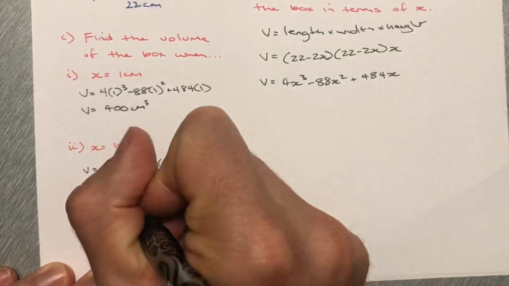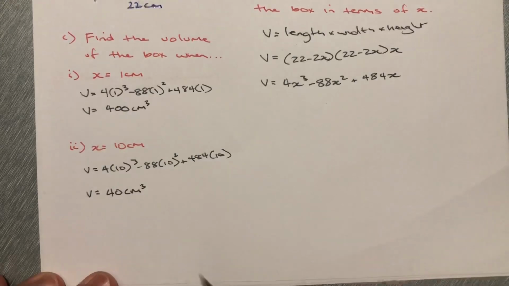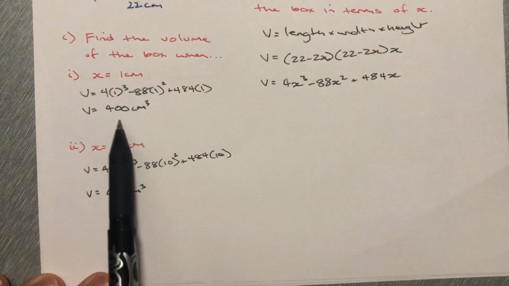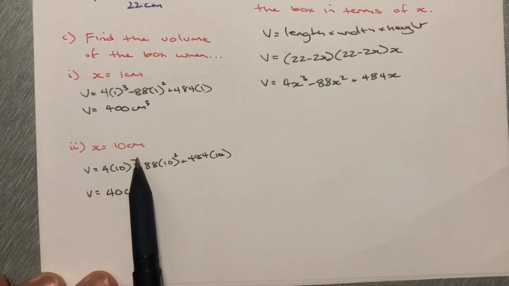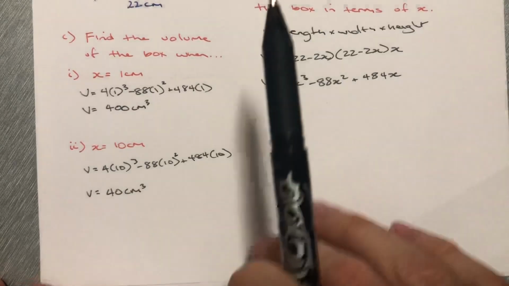Okay, so 40 centimeters cubed. Remember, don't forget that unit of measurement. So, if x is 1 centimeter, that's how large your box is, its volume. If x is 10 centimeters, that's how large your box is in terms of volume as well. All right, let's move on.